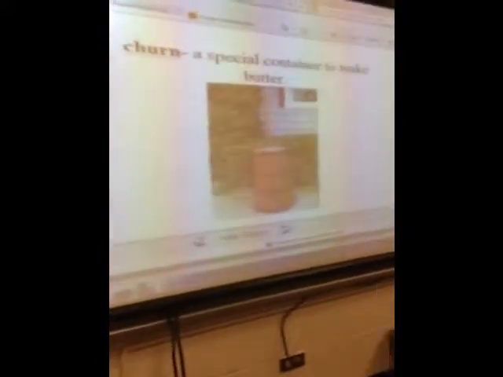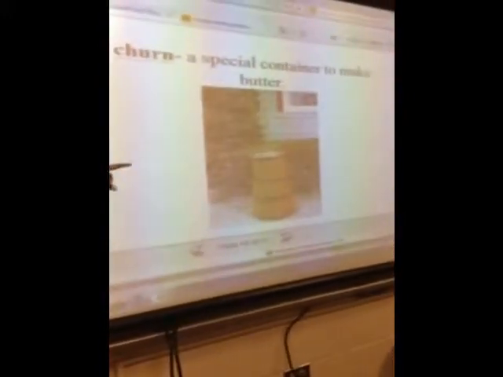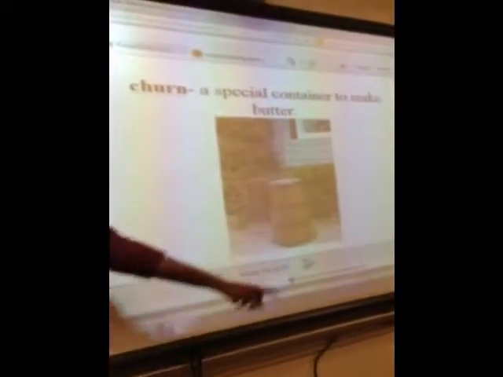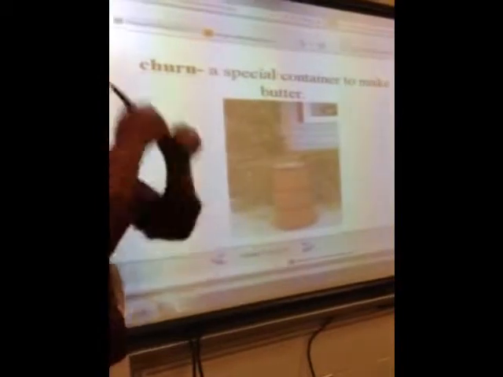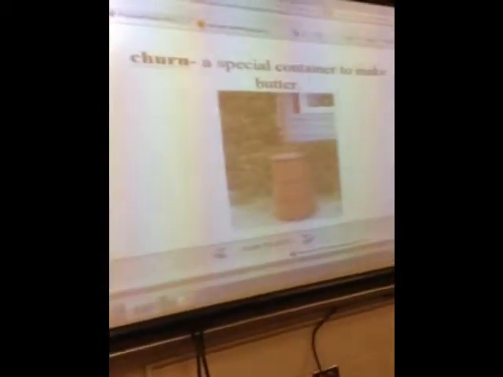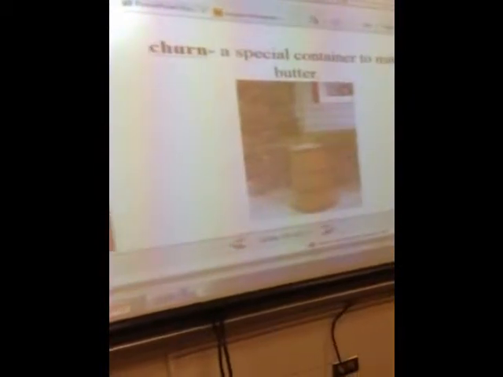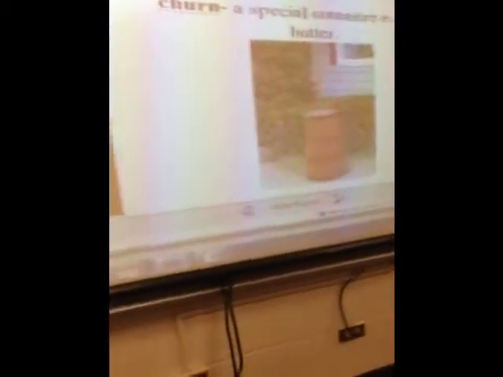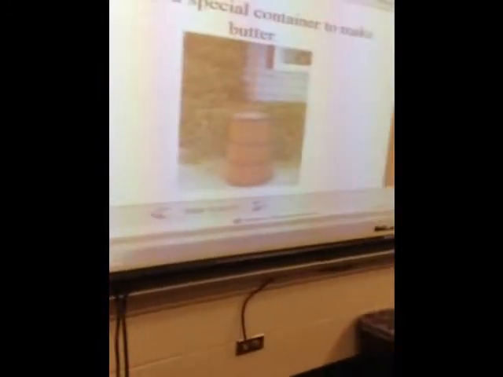But anyway, Bluebell, they go out there and they milk the cow and they pour the milk into this butter churn. And that rod here, they go up and down and they churn it. And so the milk stays on top and the clabbered milk on the bottom actually makes the butter. So when you churn, this is this special container you use to make butter.